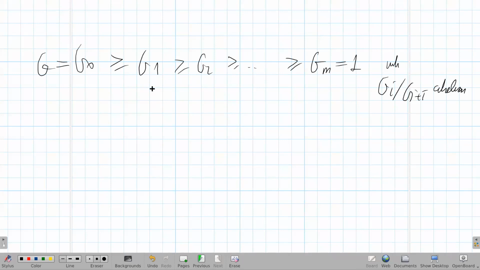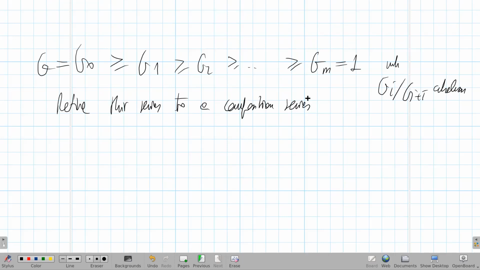But then refine this. This is a finite group, so you can start inserting more normal subgroups between two terms, and you have to finish sooner or later because it's finite. There are only finitely many subgroups you can insert. Refine this series to a composition series, so to a series that cannot be refined further. This means that between Gi and Gi+1, I have inserted other terms.